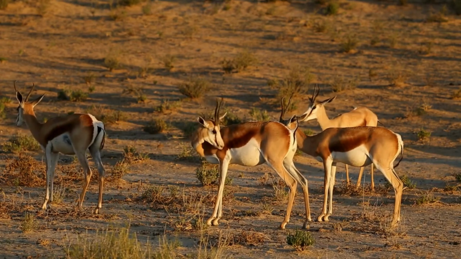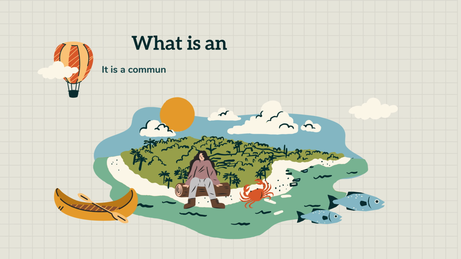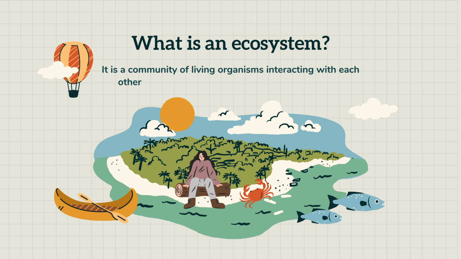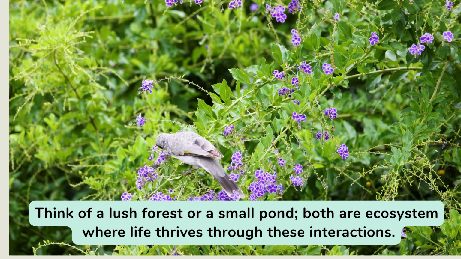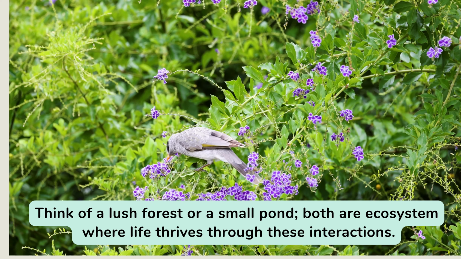First off, what exactly is an ecosystem? Well, an ecosystem is a community of living organisms, like plants, animals, and microorganisms, interacting with non-living elements such as air, water, and soil. Think of a lush forest or a small pond. Both are ecosystems where life thrives through these interactions.